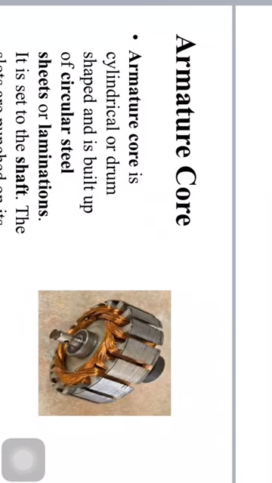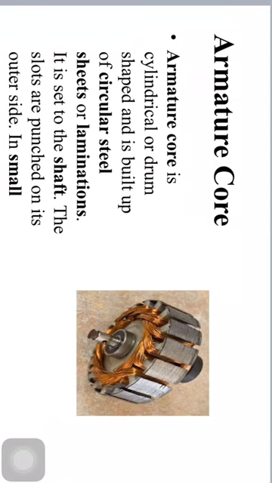Next one, armature core. In this diagram we can see the armature core is cylindrical or drum shaped and is built up of circular steel sheets or laminations, and it is set to the shaft. The slots are punched on its outer side.